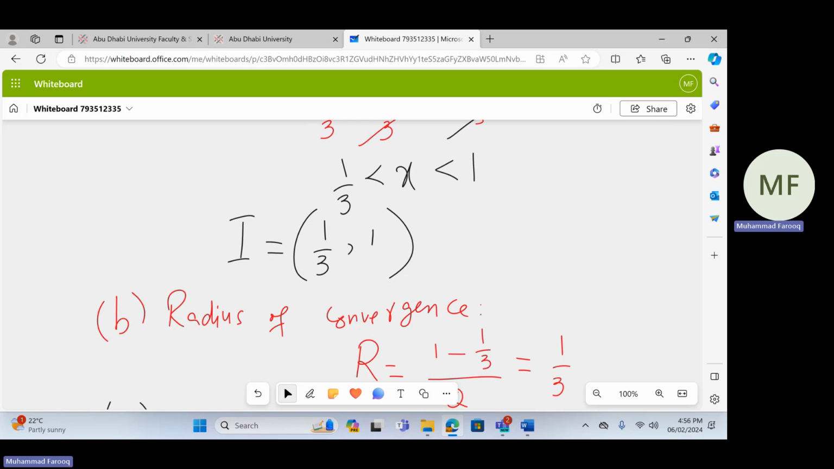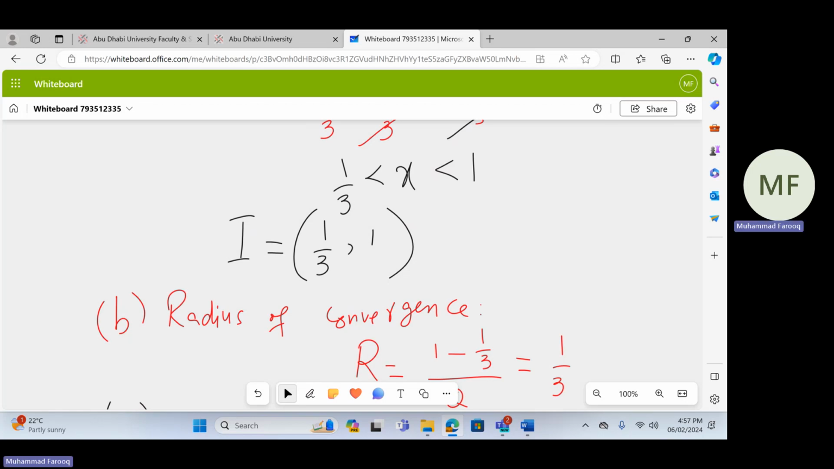You understand the point? Except for 2 points, we don't know about them. So this doubt we have to clear now. First we check which point? 1/3, and then we check which point? 1. So basically you have to check now one by one: at 1/3, what is the power series behavior, converge or diverge? And then we check at 1, what is the power series behavior? Converge or diverge?